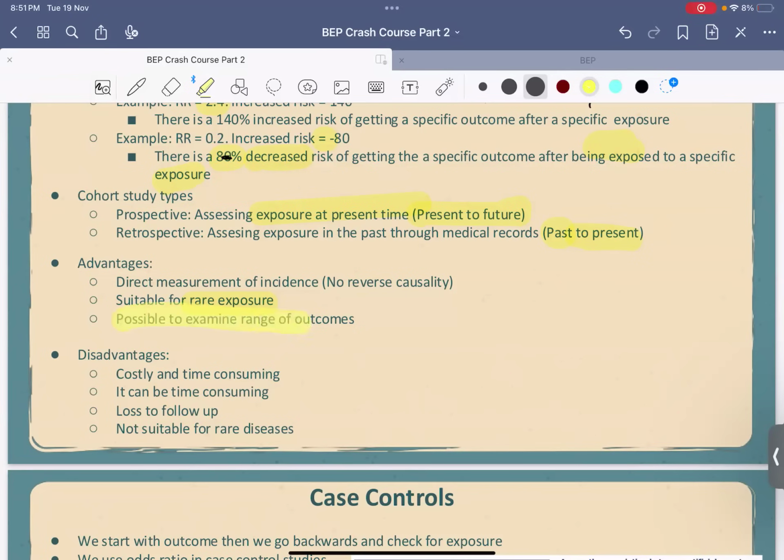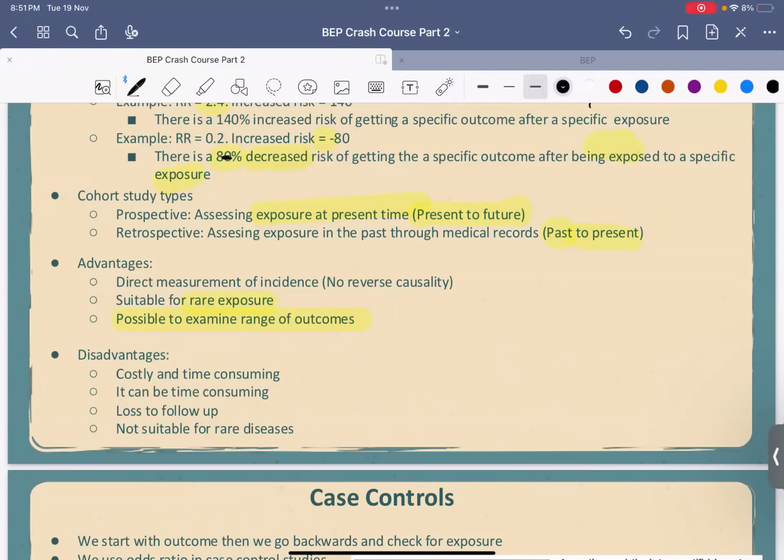It's possible to examine a wide range of outcomes, okay? So I took this exposure and I don't only have to test the outcome I'm looking for. I can see all the outcomes that happened, and maybe my study is about this specific outcome, but maybe I can then do another study with the same set of data for another outcome, okay? So this is also another advantage for a cohort.